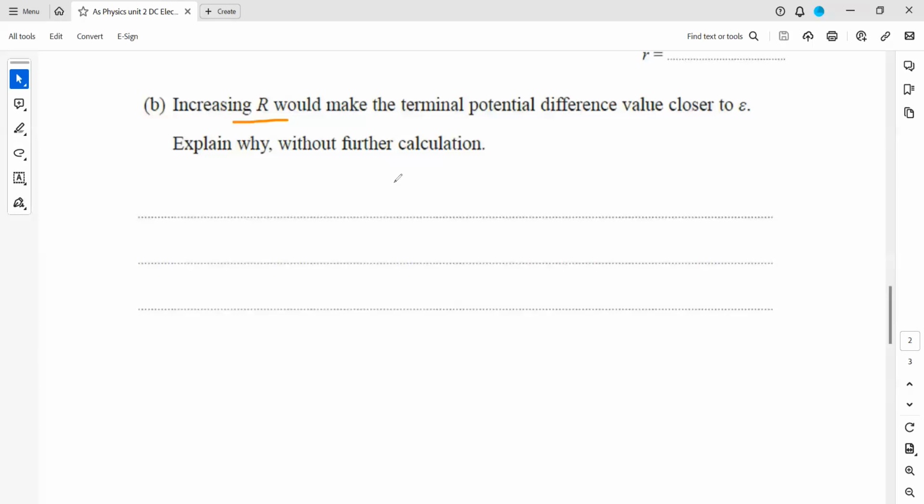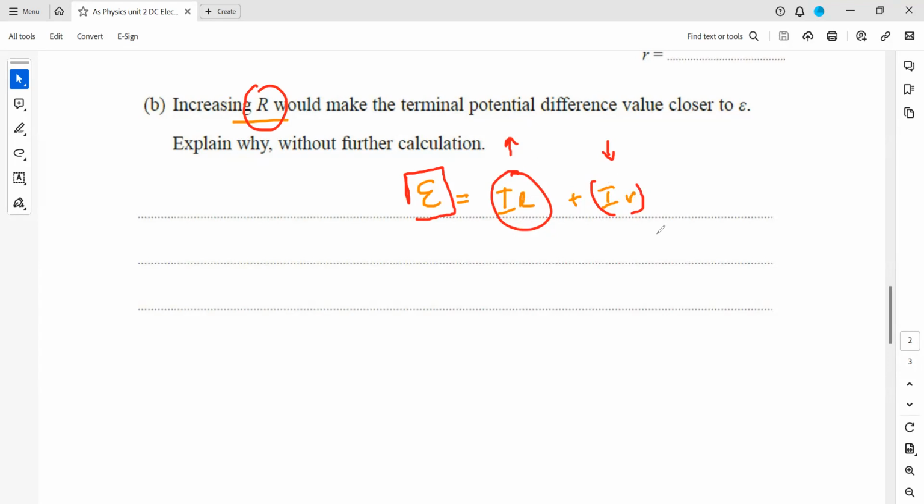So if R is increasing, because we don't have to do any calculation, EMF is equals to IR plus I and small r. As a result, when the value of R is increasing, this voltage will increase because the total sum should be constant. So the voltage across the internal resistance will decrease. The total EMF is 1.56, which is constant. So when we increase the value of R, the external voltage increases. As a result, the internal voltage decreases.